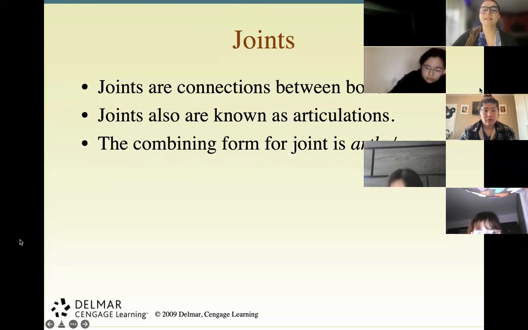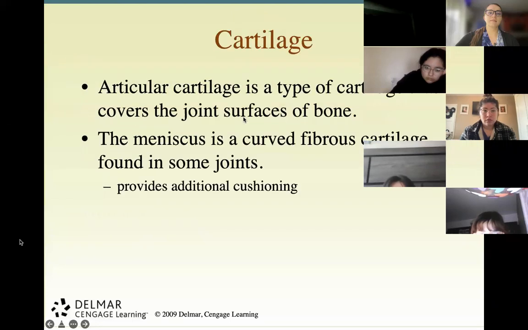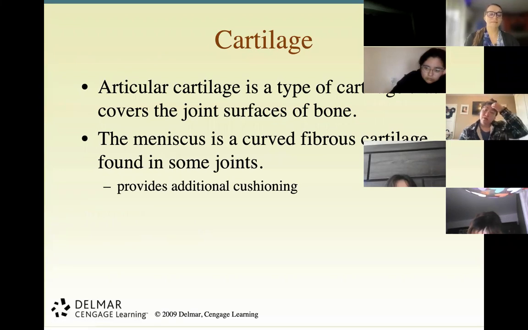What's a meniscus? You guys can type it in the chat. What is a meniscus? Think about joints. This is a curved fibrous cartilage found in some joints. Meniscus. Can I get a few more responses, you guys?